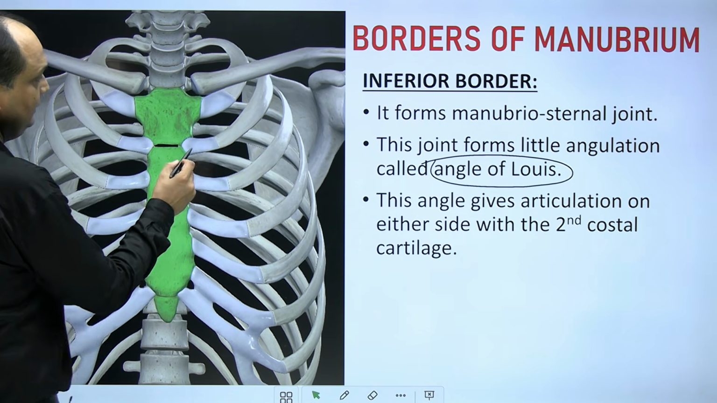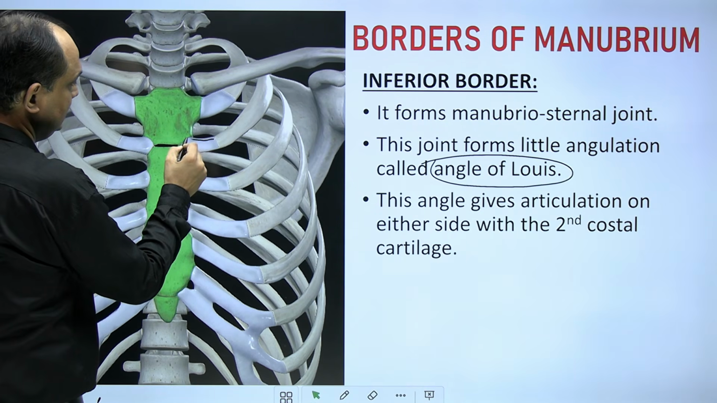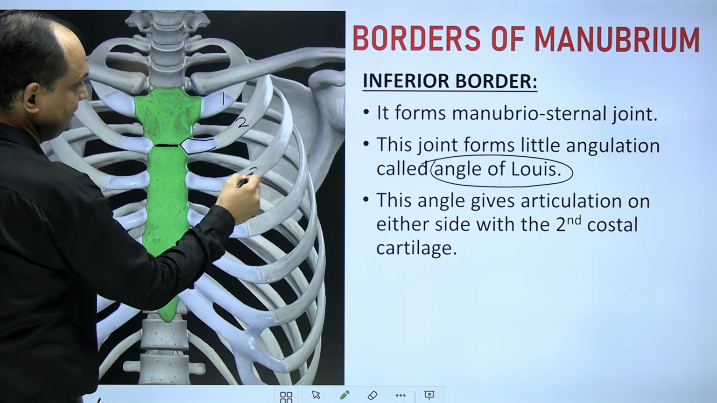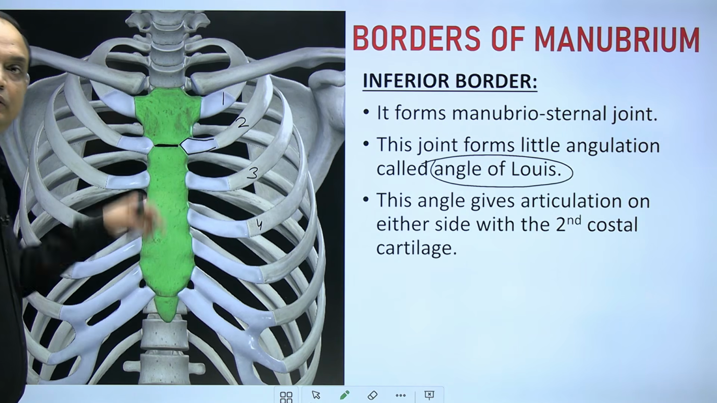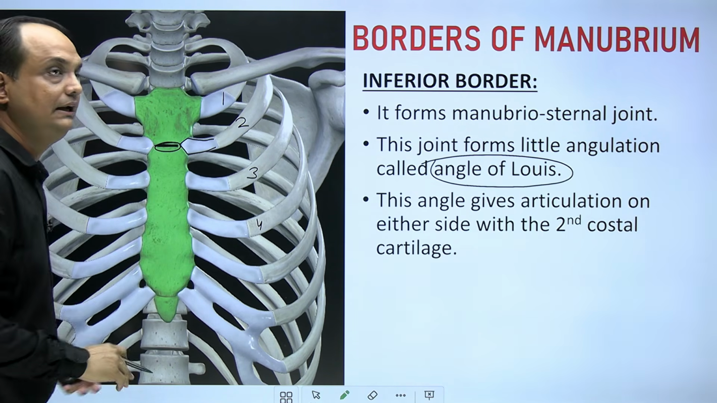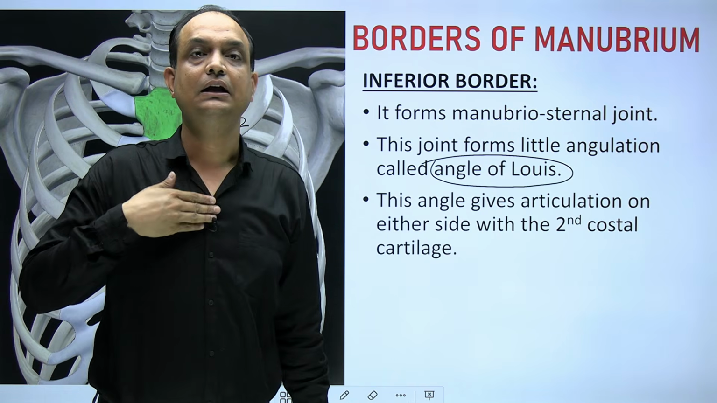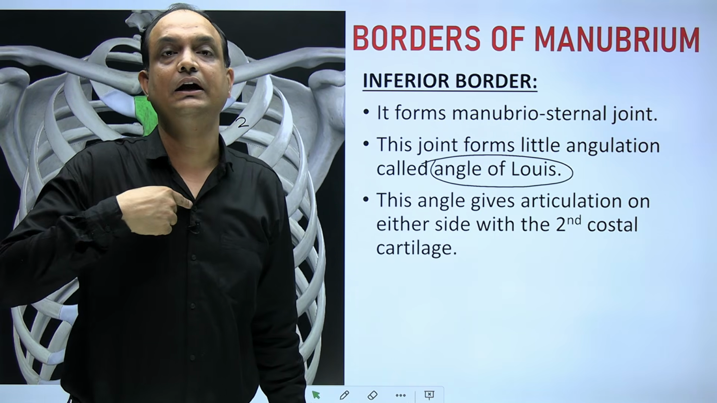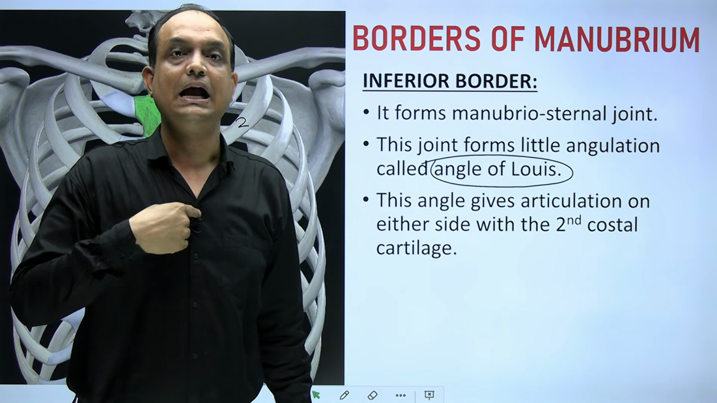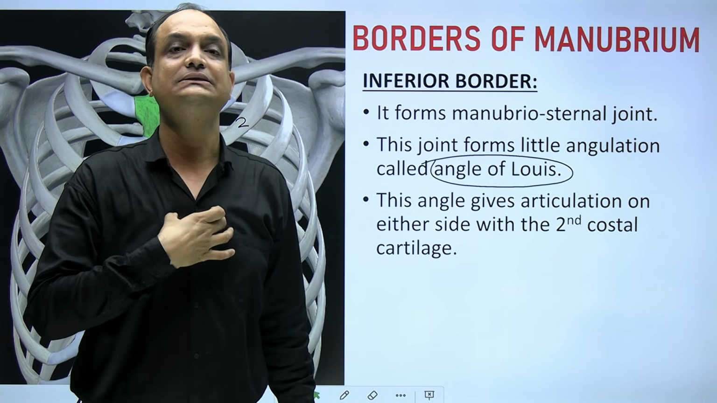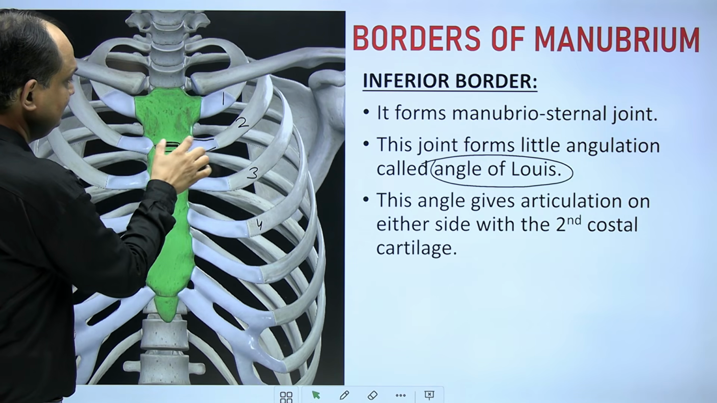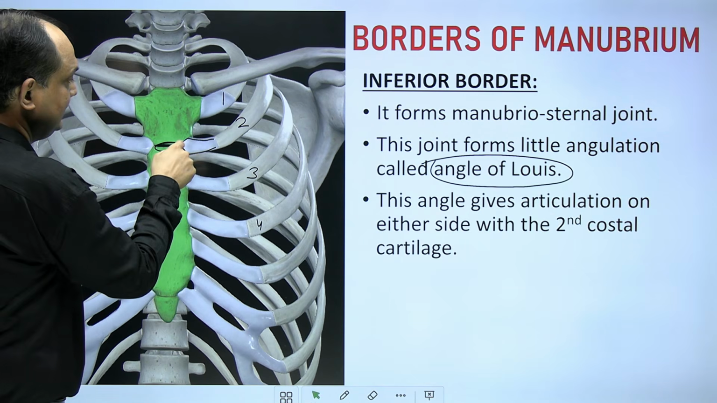This is a very important landmark for the counting of ribs. Why? Because here you can see that this is the costal cartilage of the second rib. This is the first, this is second, this is third, this is fourth, as you go downward. So first you have to identify the sternal angle by palpating anteriorly, and you will find an elevation around 4 to 5 centimeters below the jugular notch. From this elevation, if you go to the side, I have to make sure that it is the second rib and the second costal cartilage.